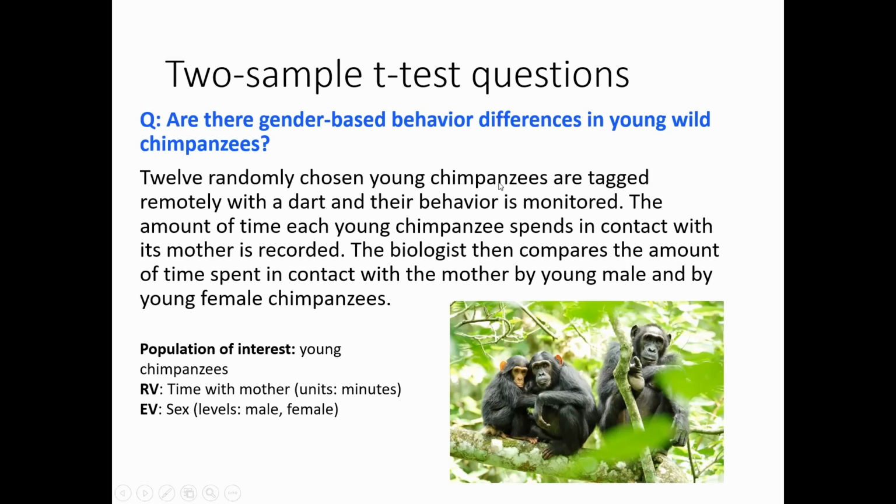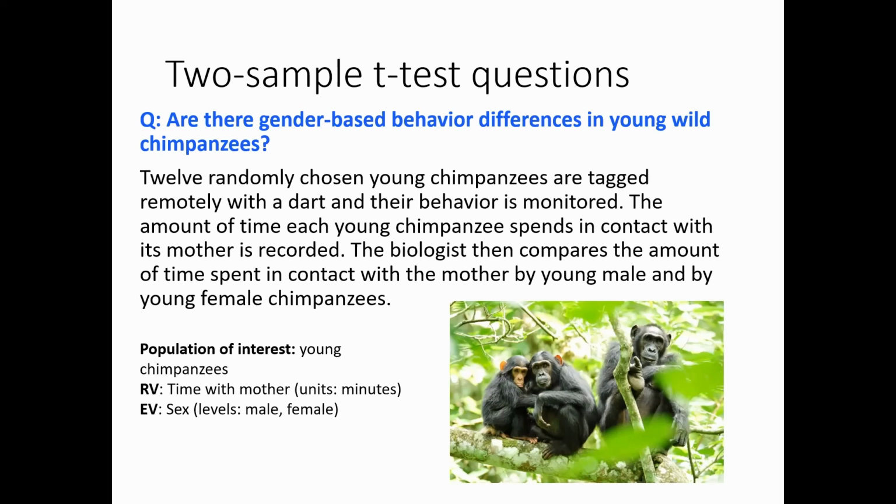As I go through these examples, I want you to start looking for a couple of things, and I'm going to bring it up on the screen each time to remind you. What's the population of interest? What's the RV? That stands for response variable. We talked about this before. The response variable is the dependent variable or the Y variable. It's the thing that is potentially being affected by the EV, the explanatory variable.